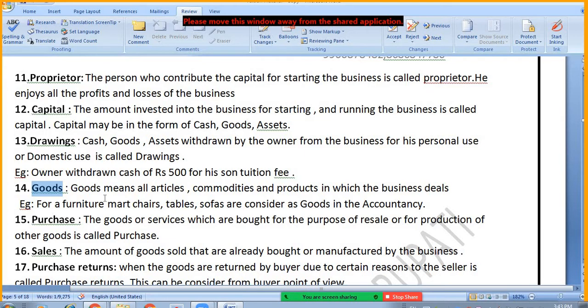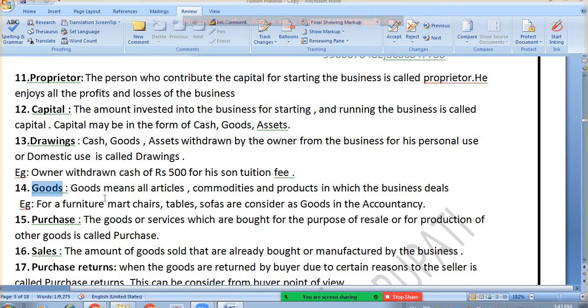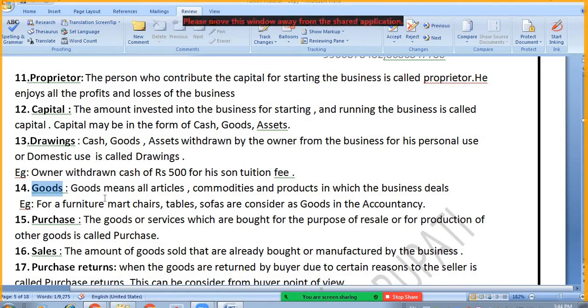Another example, a computer seller, a computer store. In the computer store they sell all the computer related accessories. So those accessories can be considered as goods.